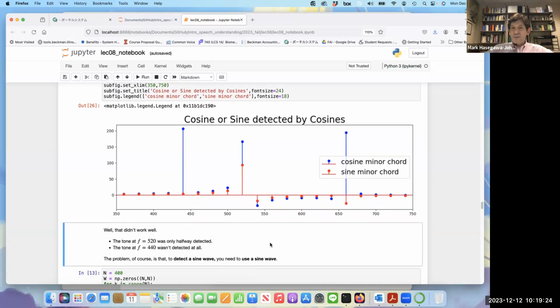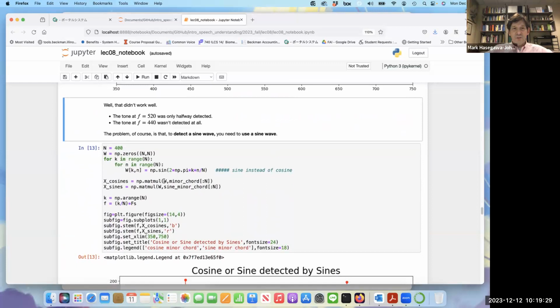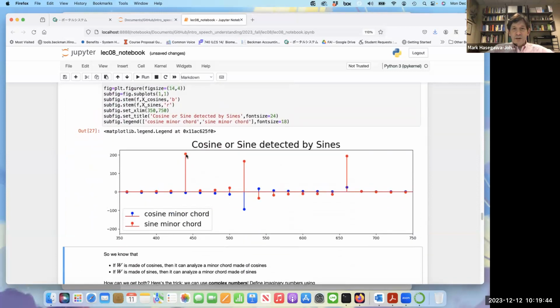And the problem is, of course, that to detect a sine wave, you need to use a sine wave, not a cosine. And so now if I create a W matrix where every row is a pure tone that's made up of sine waves instead of cosines, and if I do that product, I find that now the sine minor chord, all three tones are detected very strongly, 440, 520, and 660. But the cosine has the opposite problem. The 440 hertz tone is not detected.